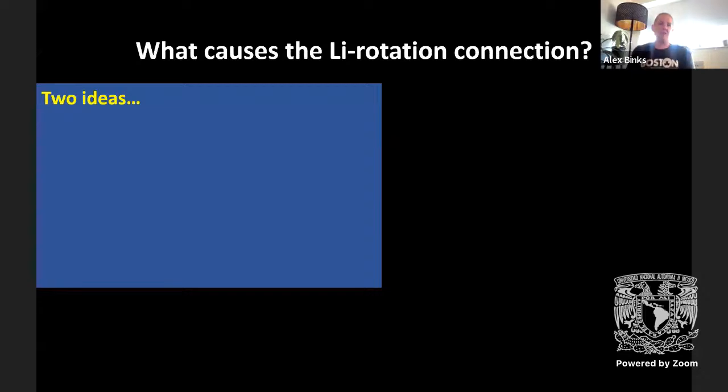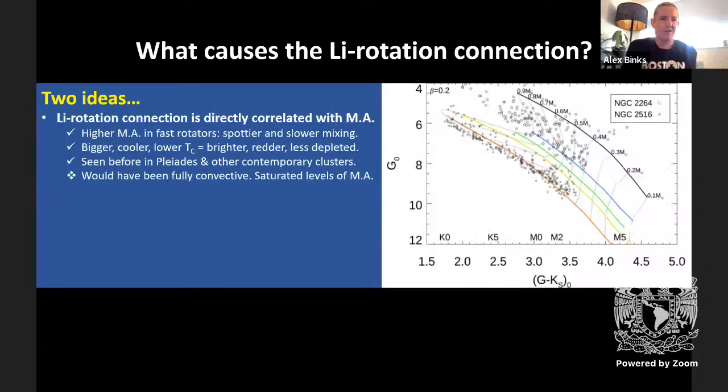So I'm just going to end by suggesting what might cause that lithium rotation connection. And there are two ideas on the table.